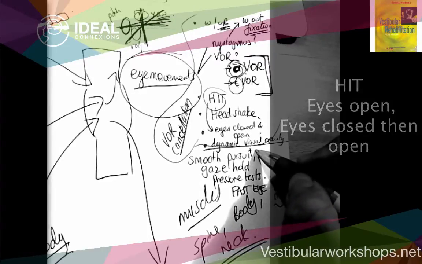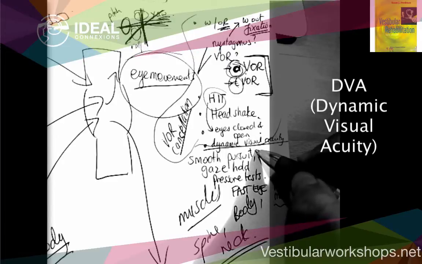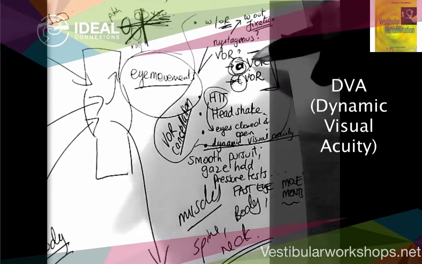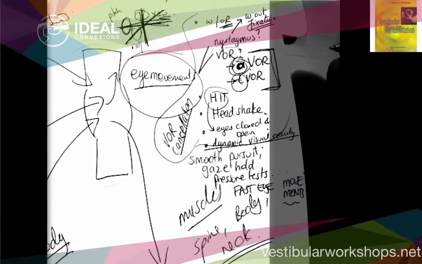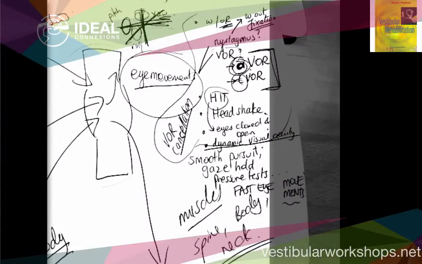Dynamic visual acuity, just fancy words for putting up an eye chart and just having the patient read it while they turn their head side to side. Now, if you've got a good VOR, and therefore good integration here, and probably good integrity here, you can still read a line on a chart while your head moves. That's the whole point of the vestibular system. That's its primary initial function.